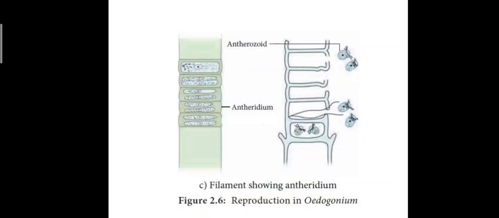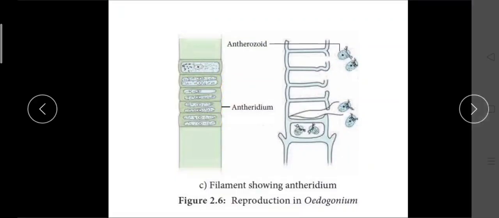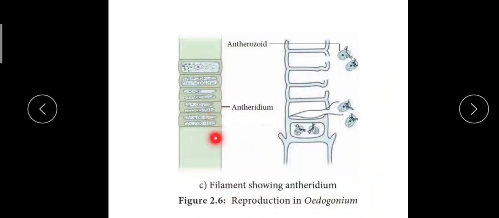So that is about antheridial formation and anthrozoid formation. You can see here a row of antheridium. Each of these antheridium cells contains two anthrozoids, you can see. So that is about antheridium. You can see the liberation of anthrozoids from the antheridium.